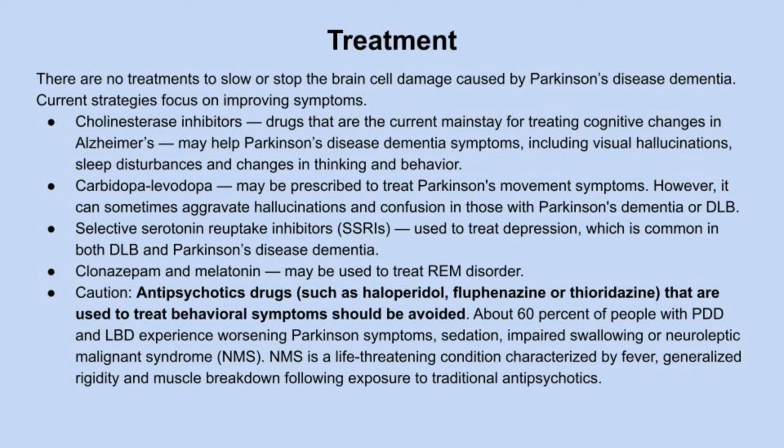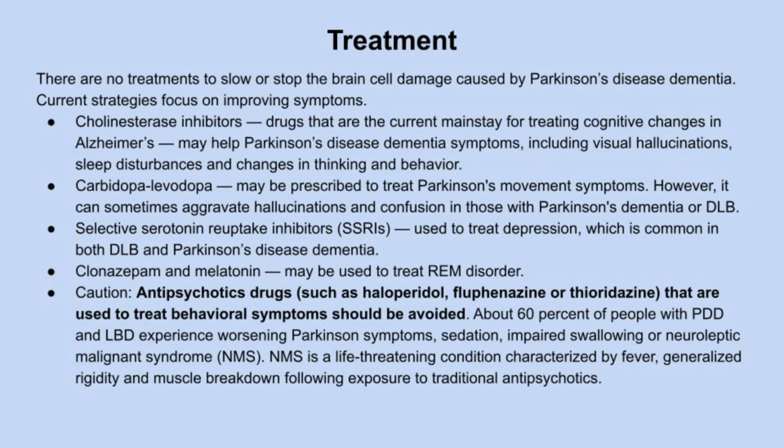Depression medications are used, so the SSRIs are used to treat the depression, which is common in both of those types of dementia. Clonazepam and melatonin are used to treat the sleep disorders.